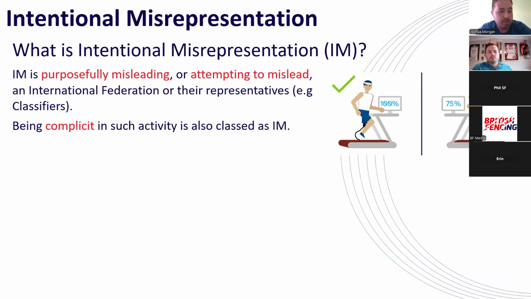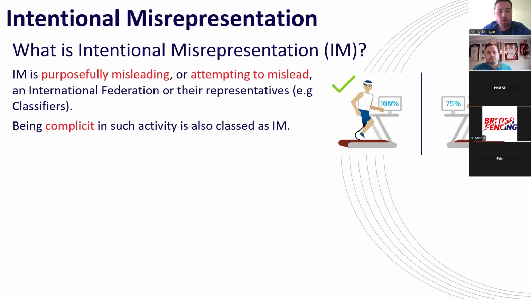Being complicit in such activity is also classed as intentional misrepresentation. So that's why I mentioned that support staff, if they're aware of what's going on, they are just as complicit and can be found guilty of intentional misrepresentation also, not just the athletes.